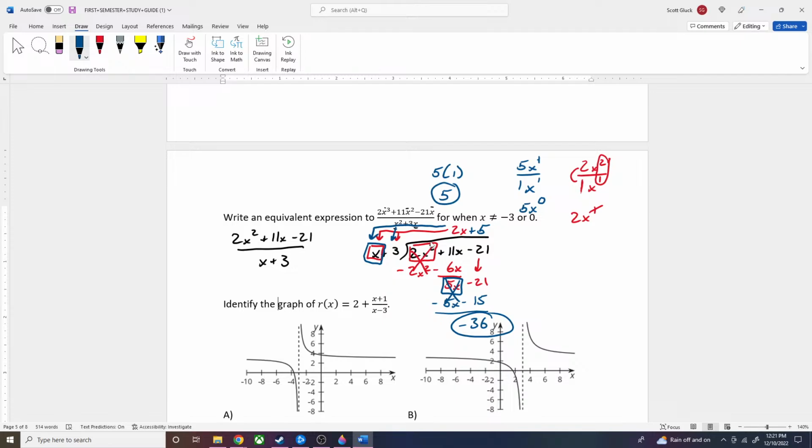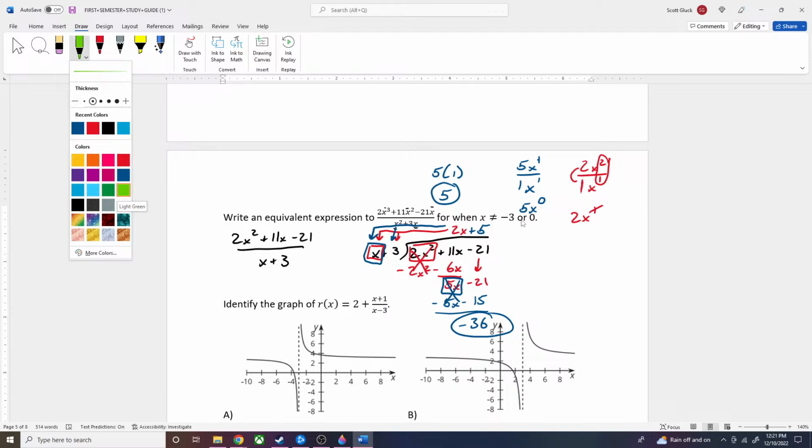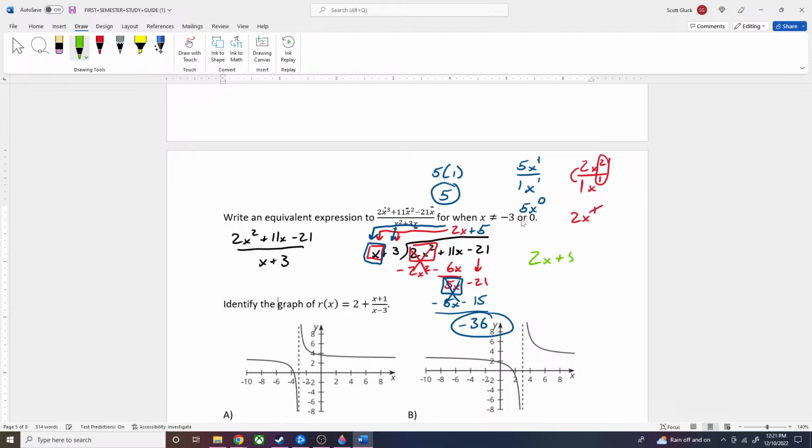Well, here's what's going to happen with that. We're going to format our final answer in green. So that 2x plus 5 goes just like that. Then we are going to subtract 36 over x plus 3. So notice that we left our remainder in the numerator of our fraction. That is it. That's how we go about solving that problem, and that's going to be your final response there.